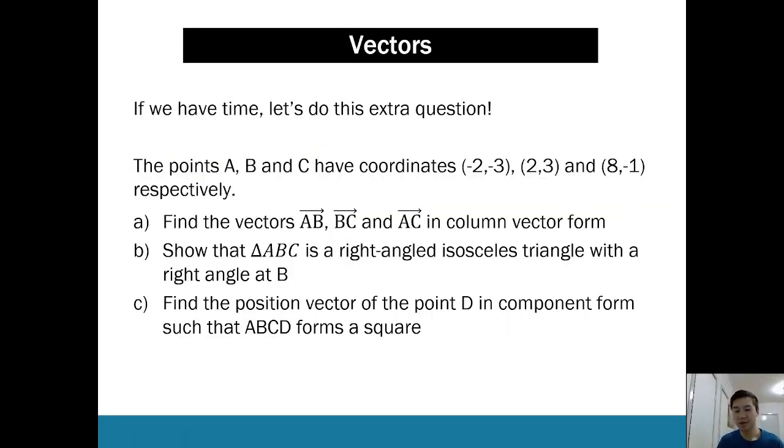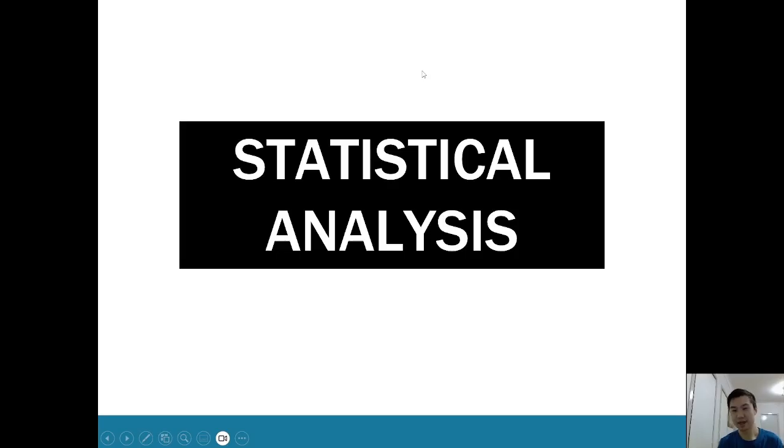So if we have time, I have extra questions here on the slides, but I'm looking at the time and we do have a lot of content still. So I'm just going to give this question to you as a bonus question for extra practice doing vectors. So on that note, we can move on to another topic now, which is statistical analysis.